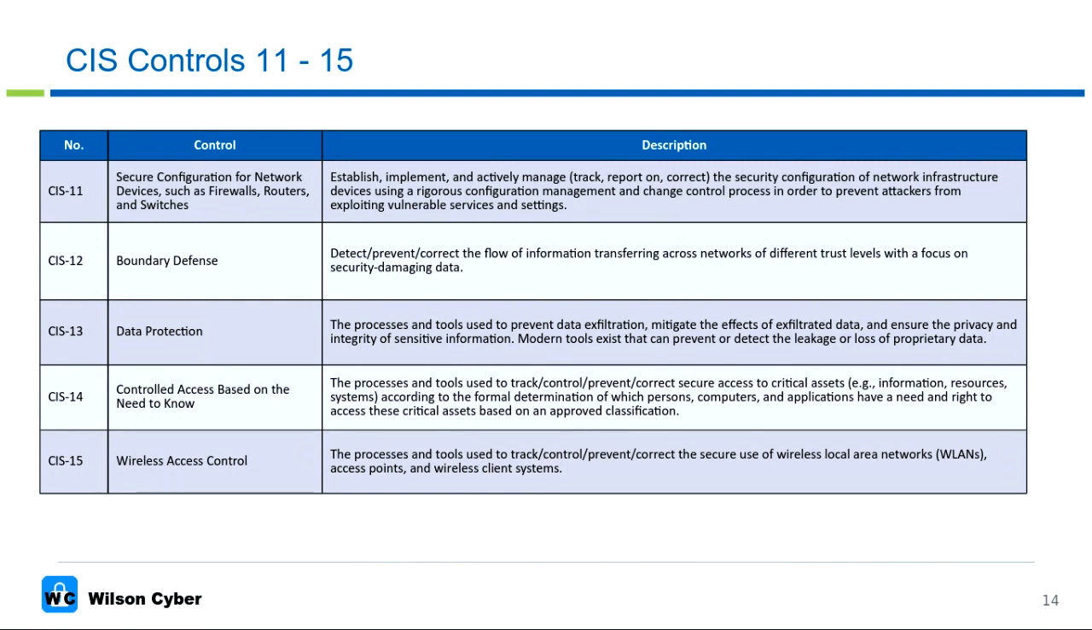Control 14 is controlled access based on the need to know. Processes and tools to track, control, prevent, correct, and secure access to critical assets, information, resources, and systems, according to the formal determination of which persons, computers, and applications have a need and a right to access these critical assets based on an approved classification. Control number 15 is wireless access control.